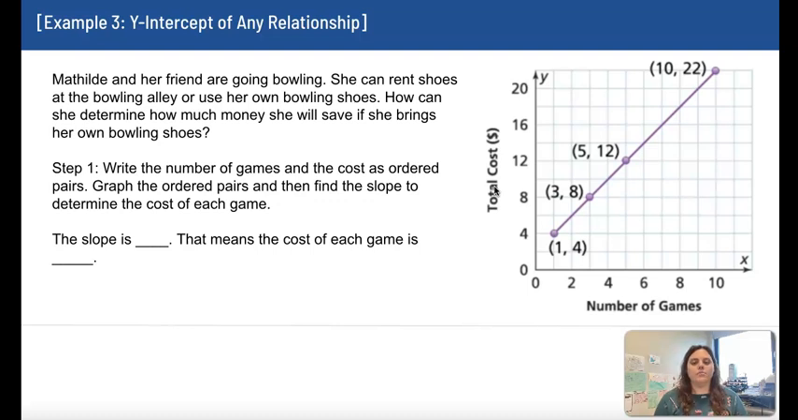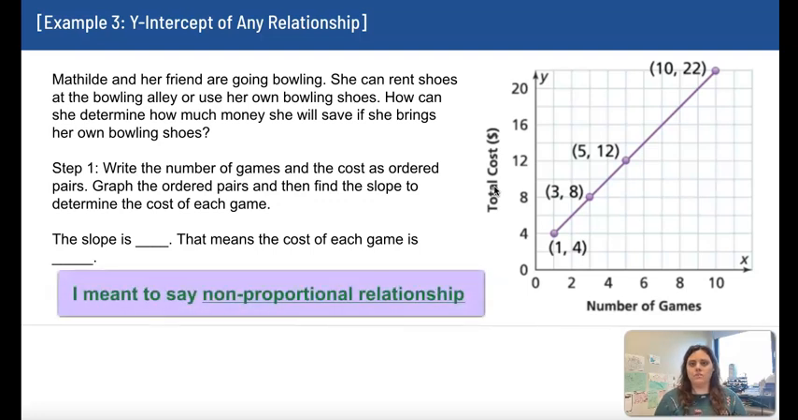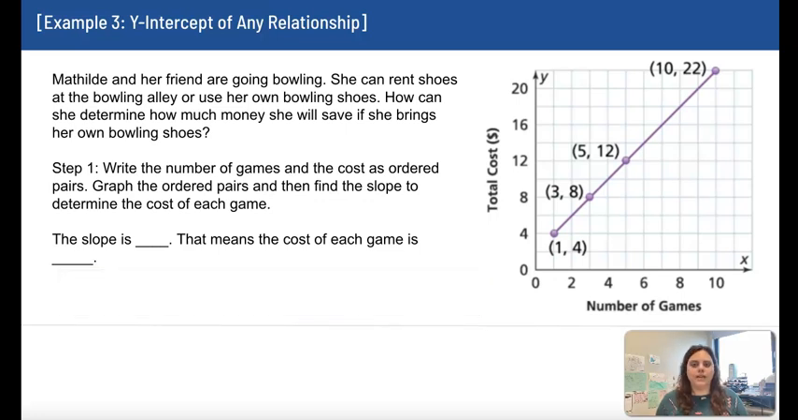We can find our unit rate just like how we've done in the past. But this is not a proportional relationship. And in a proportional relationship, we can simply divide y by x. So we can't just take 4 divided by 1 and say it's $4 per game, because it's not proportional. But we are going to find the slope by looking between 2 points.